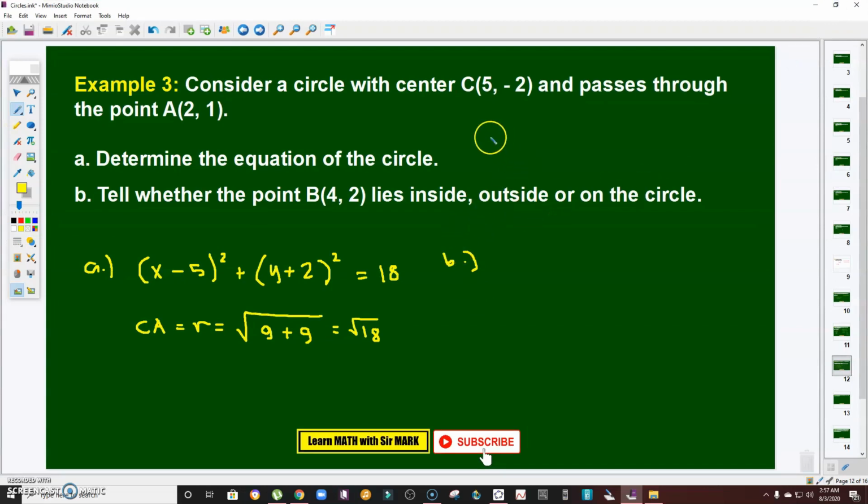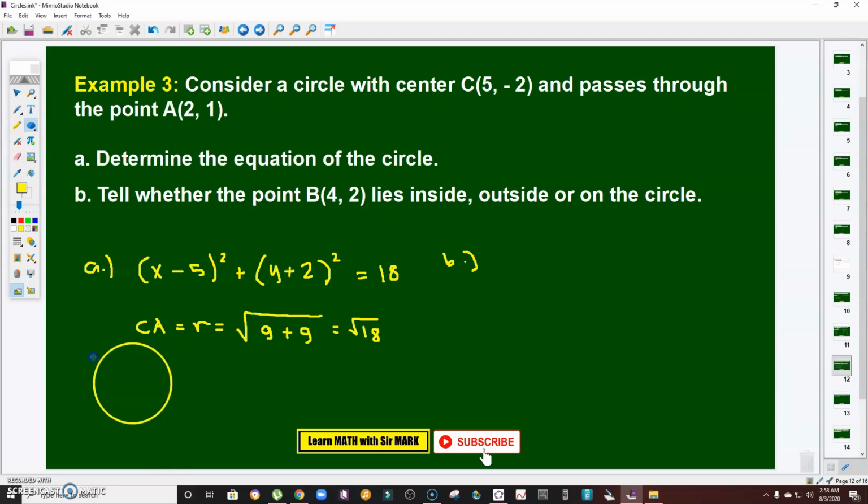Okay, it says here in letter B, tell whether the point B with coordinates 4, 2 lies inside, outside, or on the circle. Okay? So, ang tanong, nasaan ba yung point B? Nasa loob ba ng circle? Nasa loob, labas? Or along the circumference?